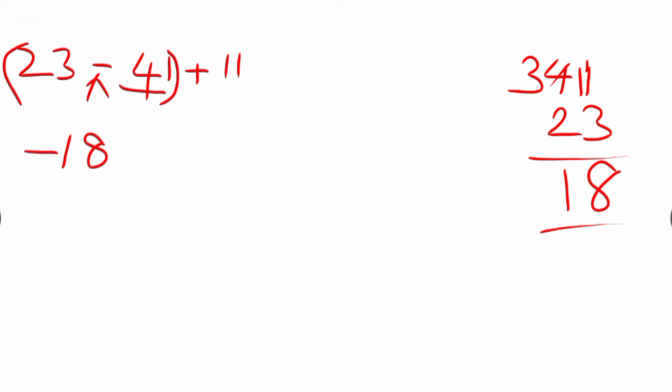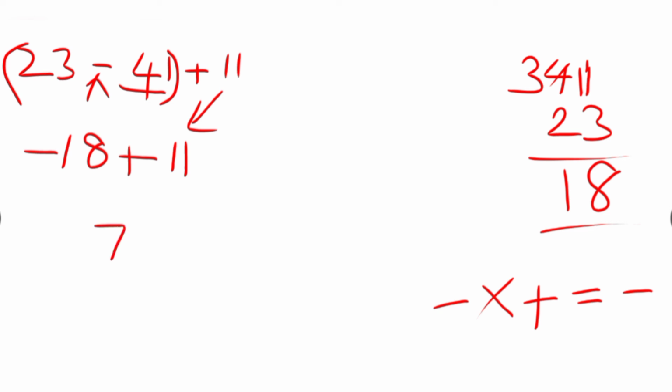Then plus 11, I am just bringing this down. Now we have a minus sign and a plus sign, right? So we have to subtract. We have learned minus into plus is minus. So 18 minus 11 gives you 7. Now we have to check the greater number's sign. The greater number's sign is minus. So our answer is minus 7.